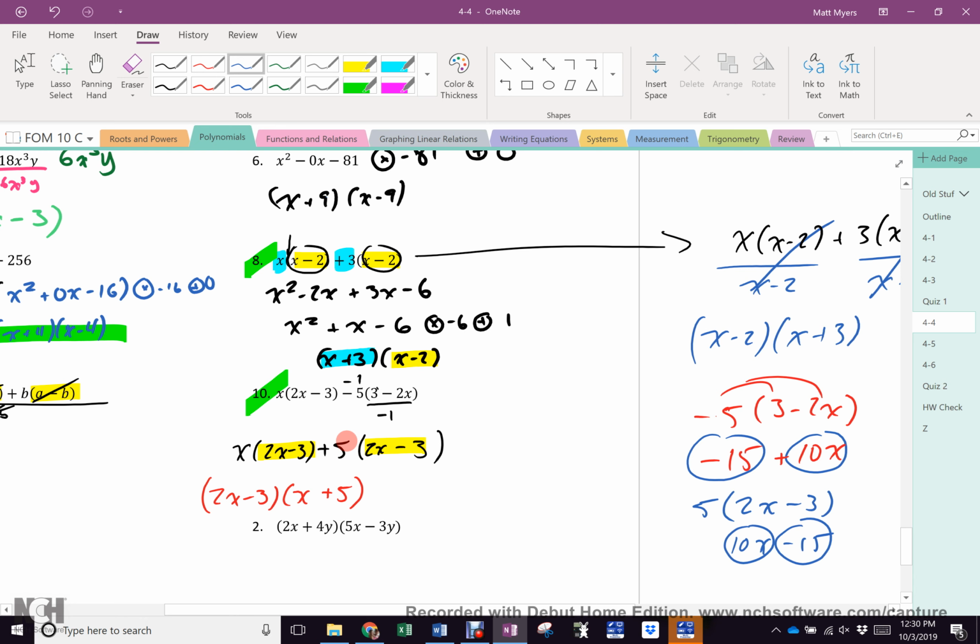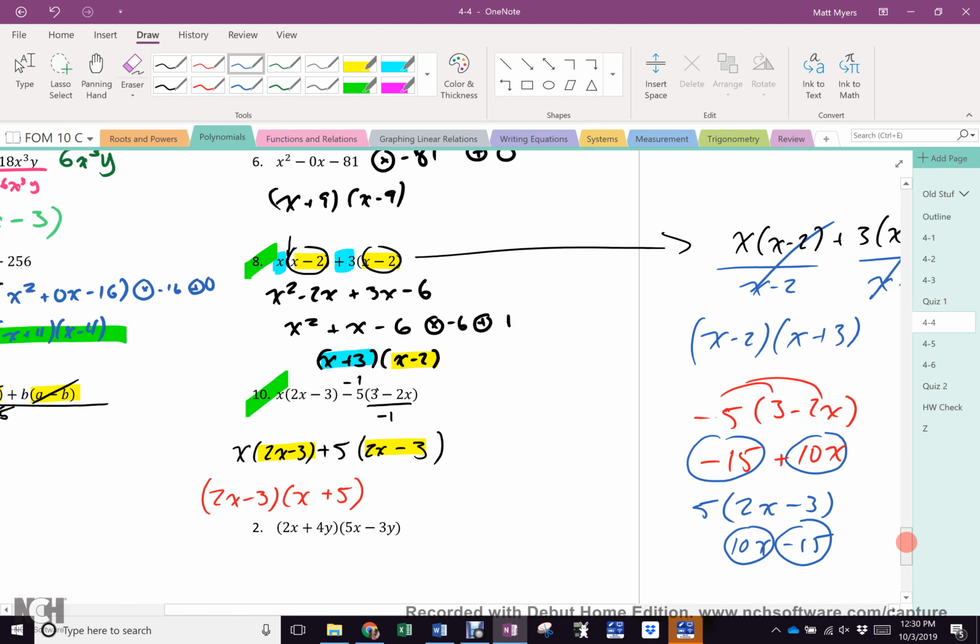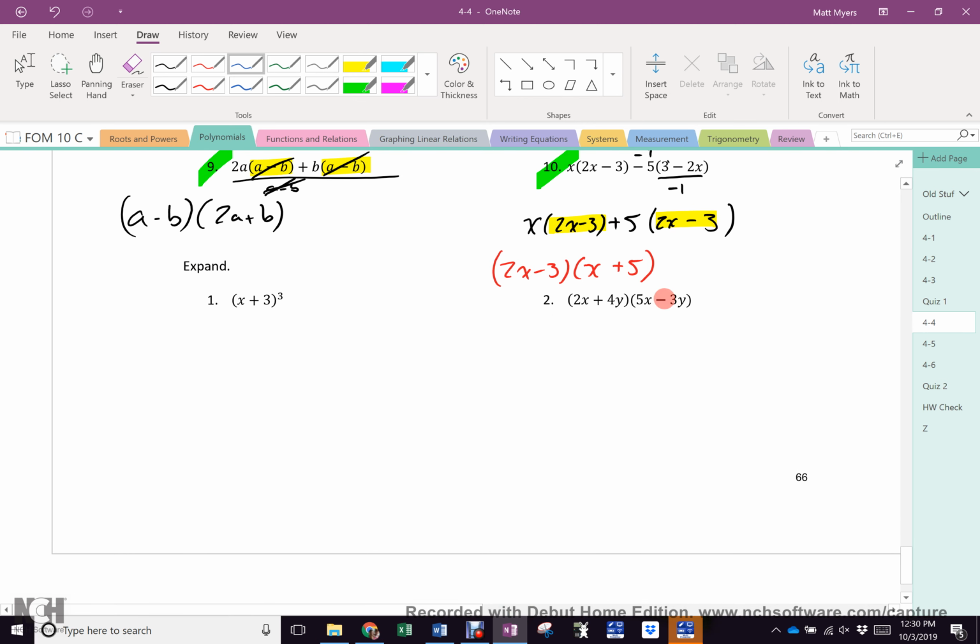Everybody cool? Now, at the bottom of this page, there's 2 practices of multiplying, right? Remember, what does this mean really? X plus 3, 3 times. And I recommend you start where? With any 2 of them. Either these 2 or these 2. And you leave the other one and then you redistribute it later. Okay? And then this one is just normal.